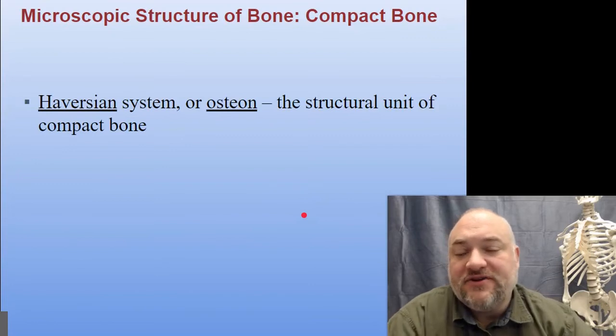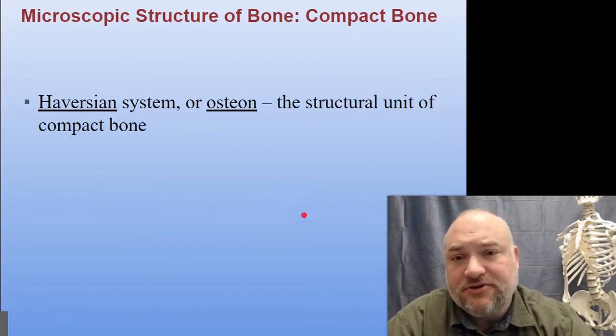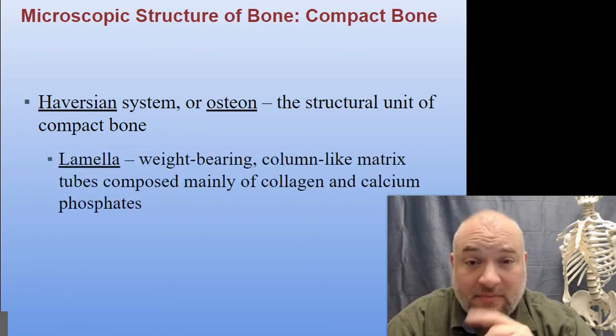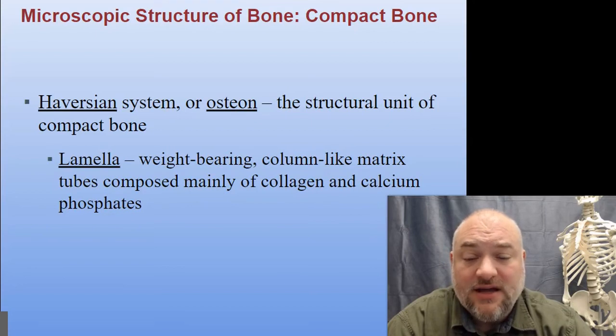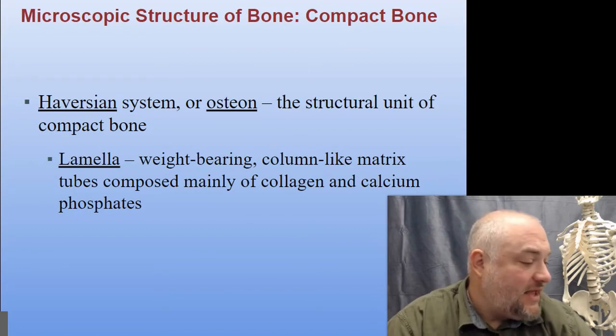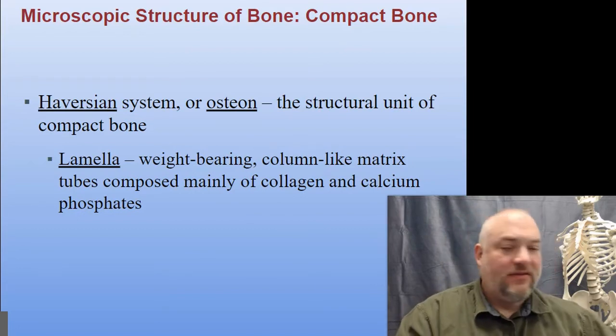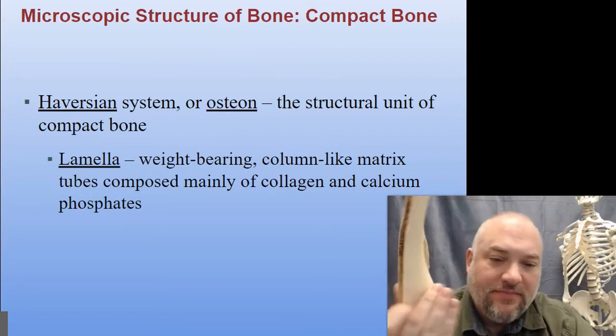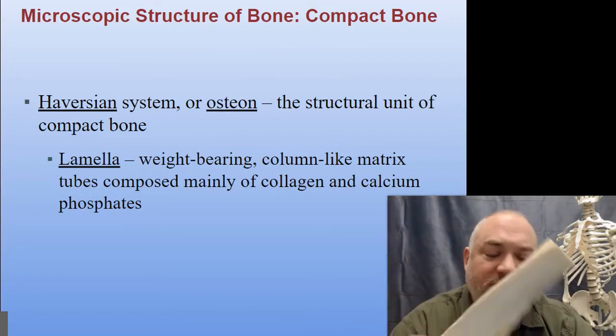So the Haversian system, or osteon, is the structural unit of compact bone. Those are the columns we were talking about before. And they're made up of lamella, or different layers of matrix, composed mainly of collagen fibers and calcium phosphates. So calcium phosphates in the bone, that's what you're seeing here in this dead bone. Okay. The calcium phosphates stick around.